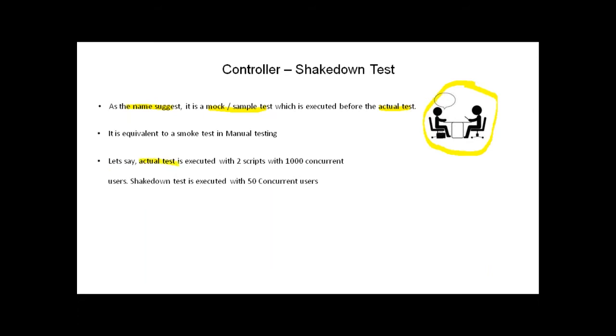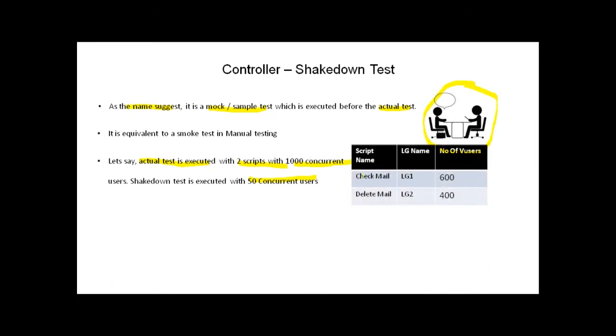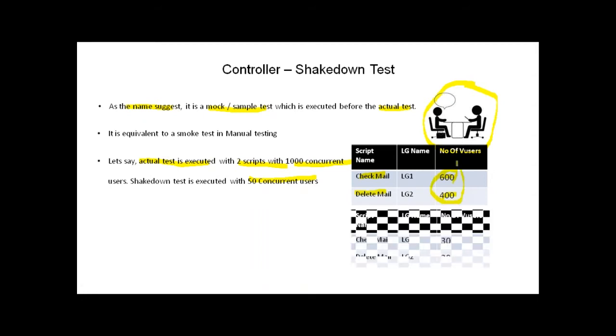Let's say the actual test is being executed with 2 scripts with 1000 concurrent users. What do we do in the shakedown test? We run these 2 scripts, but with only a fraction of the users. Say the actual test is check mail and delete mail. You're supposed to run this one with 600 and this one with 400, overall 1000. But as a part of the shakedown test, you just run this with 30 users and this one with 20 users. And this one we usually run for 1 hour.